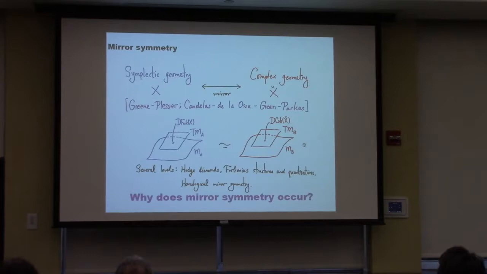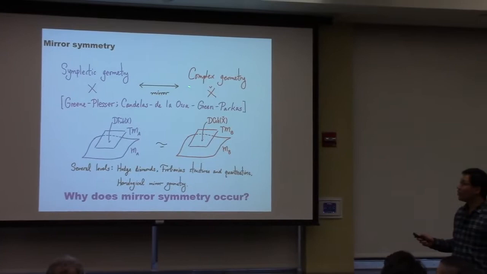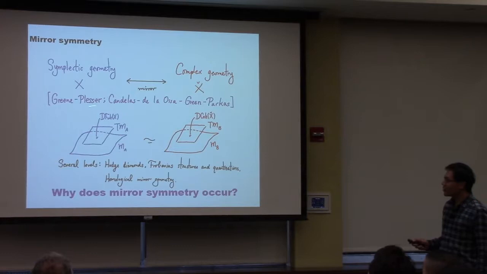Mirror symmetry is about the relationship between symplectic geometry and complex geometry. The basic picture is summarized here. It is an isomorphism between two moduli spaces, the Kähler moduli and the complex moduli. Over each point, you have a category: the derived Fukaya category and the derived category of coherent sheaves.